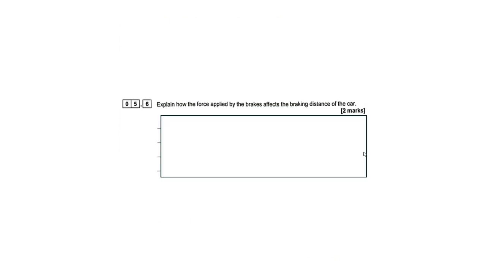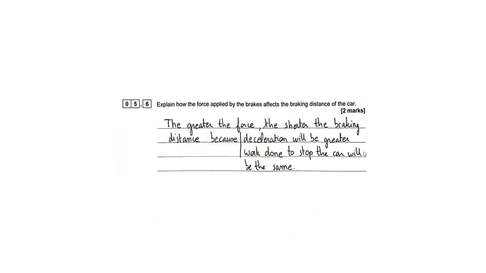Explain how the force applied by the brakes affects the braking distance of the car. The greater the force, the shorter the braking distance. That's 1 mark. Because the deceleration will be greater, or because the work done to stop the car will be the same. But I think the best answer is the first one, because deceleration will be greater. If you're losing speed faster, you will stop faster.